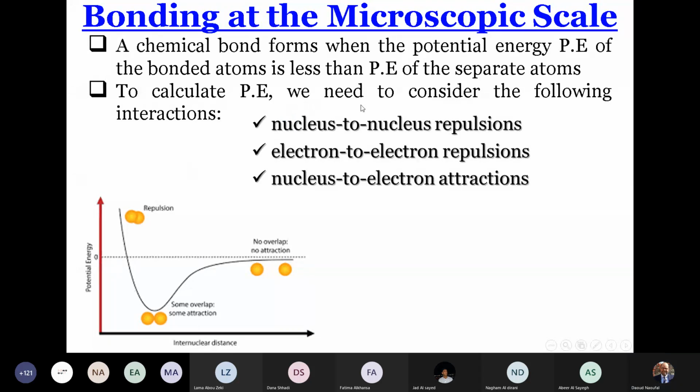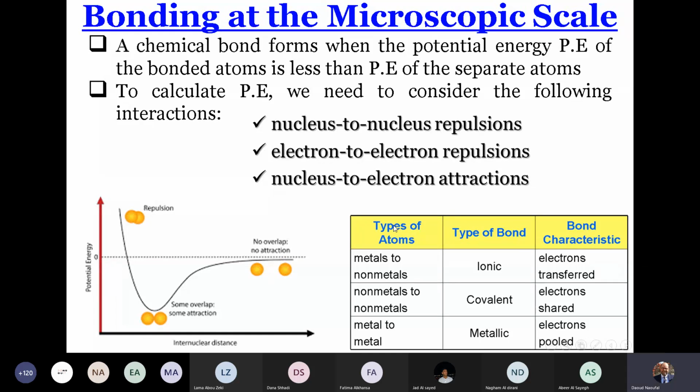In this bond, as I said, we have to consider the nucleus repulsion, which is positive repulsion. We have to consider the electron repulsion, which is negative repulsion, and the nucleus to electron attraction. So we have three types of interaction. Then we do the balance. If the nucleus to electron attraction is greater than the repulsions, we will have a bond.